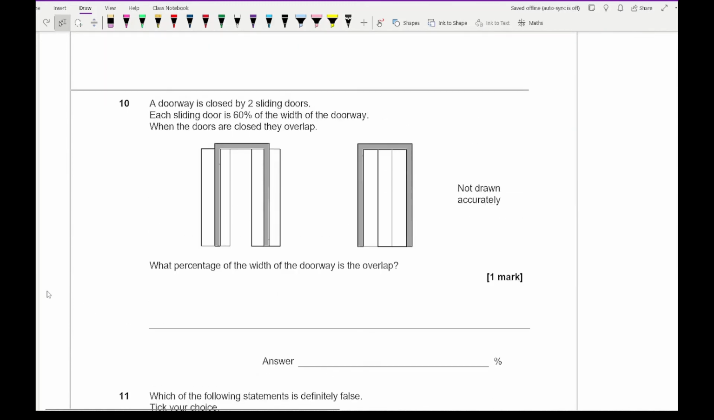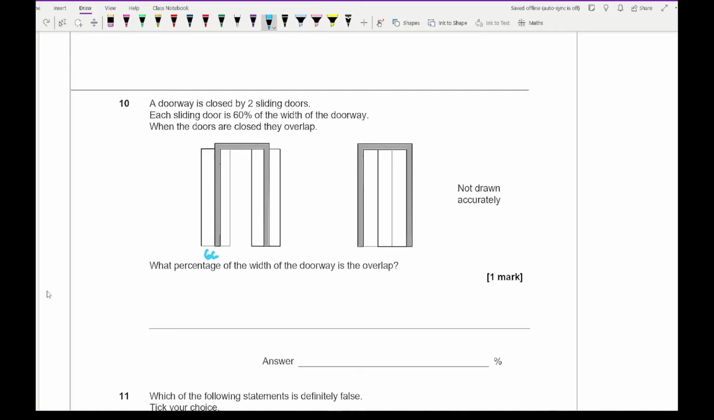Moving on to question 10, it says the doorway is closed by 2 sliding doors. Each sliding door is 60% of the width of the doorway. When the doors are closed, they overlap. What percentage of the width of the doorway is overlapped? Again, a bit of a mouthful.